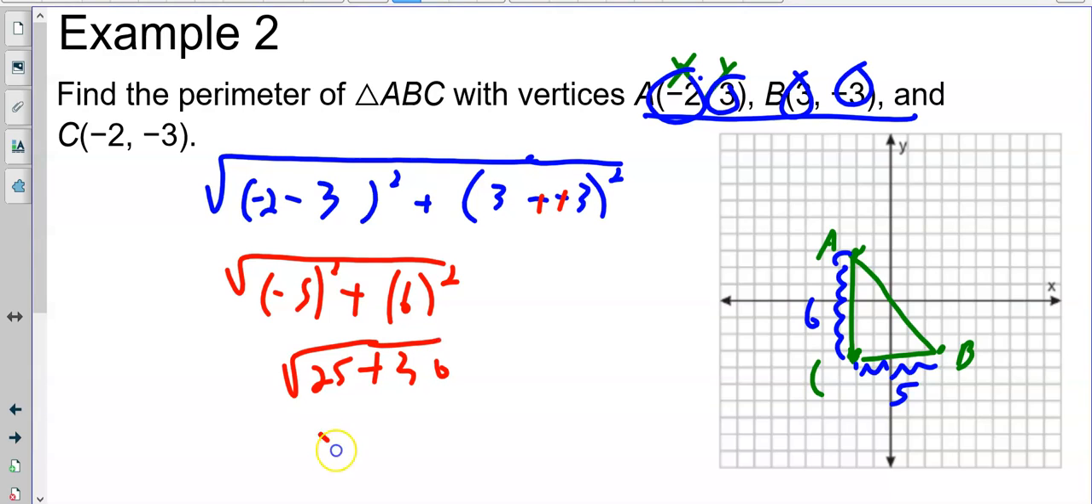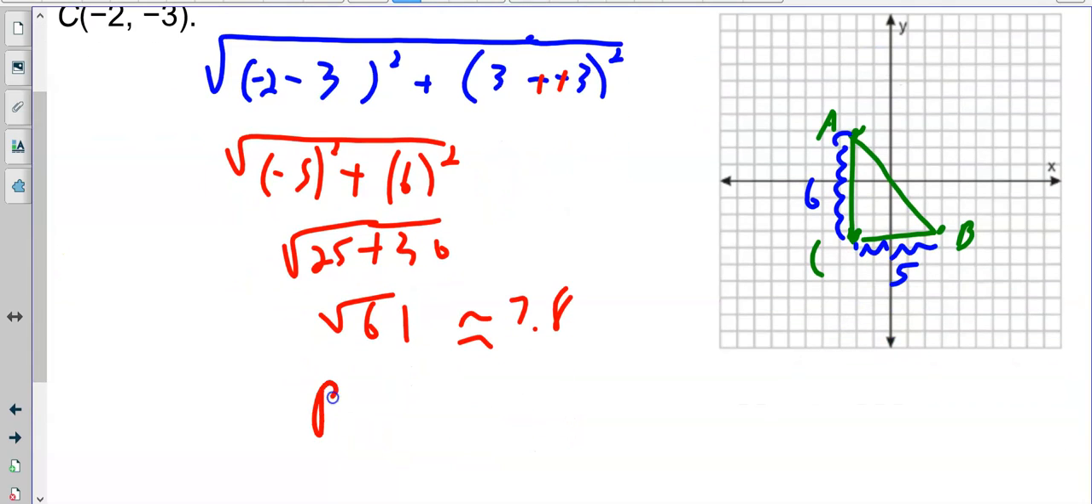So 25 plus 36 is 61. Now in this case, since we need to find a measurement, we're not going to just leave it as a radical. We're going to take the square root of 61, which is approximately 7.8, and add that to the 11. So we're going to say that the perimeter is approximately 18.8. That's an approximation.